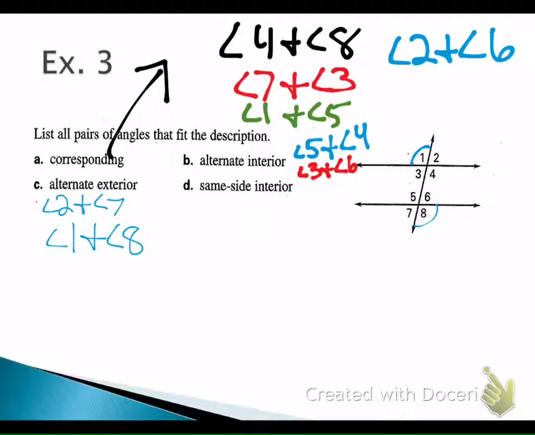All right, and then same side interior. So now I only want the ones on the inside, but they have to be on the same side. 3 and 4, we're going to use that relationship. That's actually a linear pair. We learned those last chapter. Those are going to add to 180. So they are special, I agree, but we need one from up here and one from down here. So 3 and 5. Same side, interior. So 3 and 5, 4 and 6.